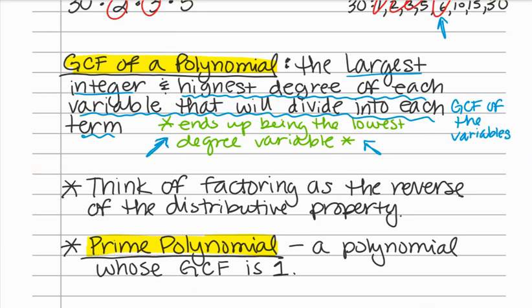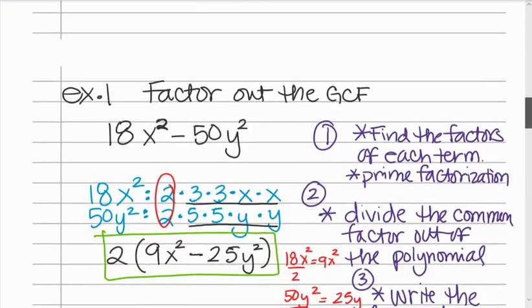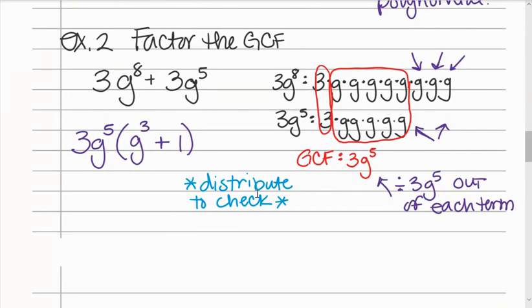Now this part down here where it says ends up being the lowest degree variable, let's look at that for a second. If you look at our expression here, g to the 5th is our lowest degree variable. And if you look, g to the 5th is what was divided out. So that's what it means when I said in the notes, the lowest degree variable ends up being what gets divided out. Just wanted to make sense of that definition before we moved on.